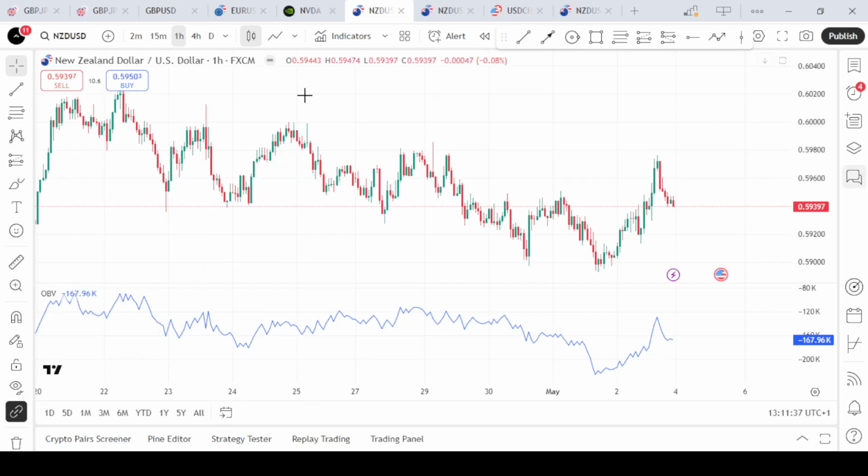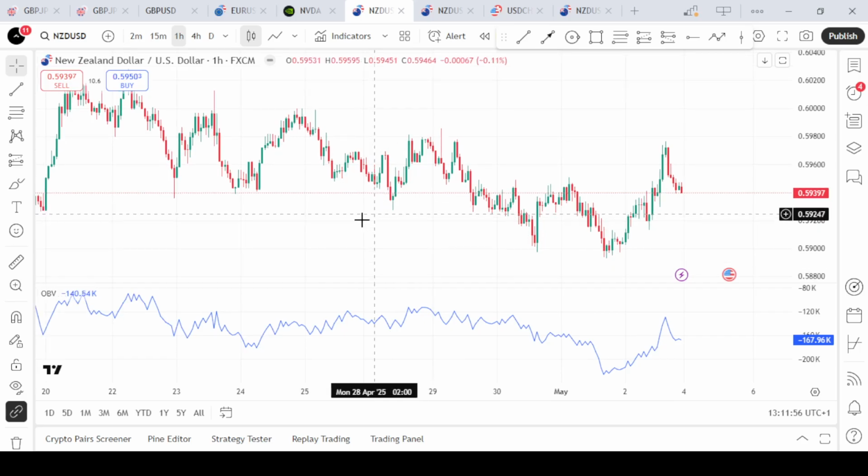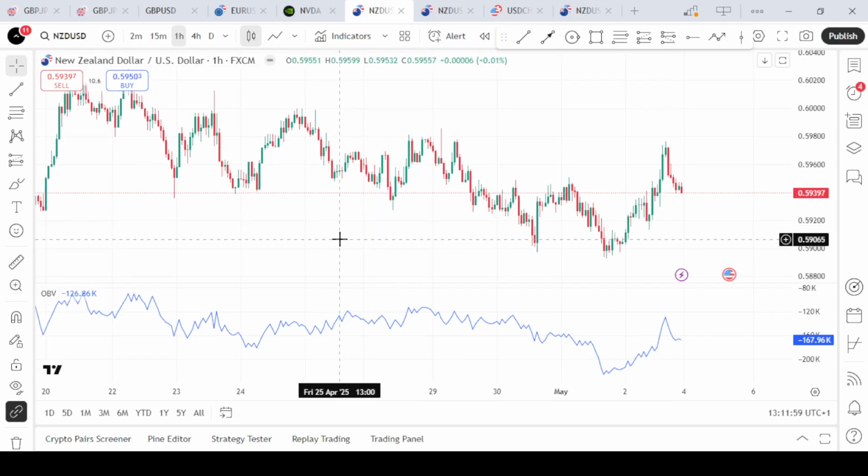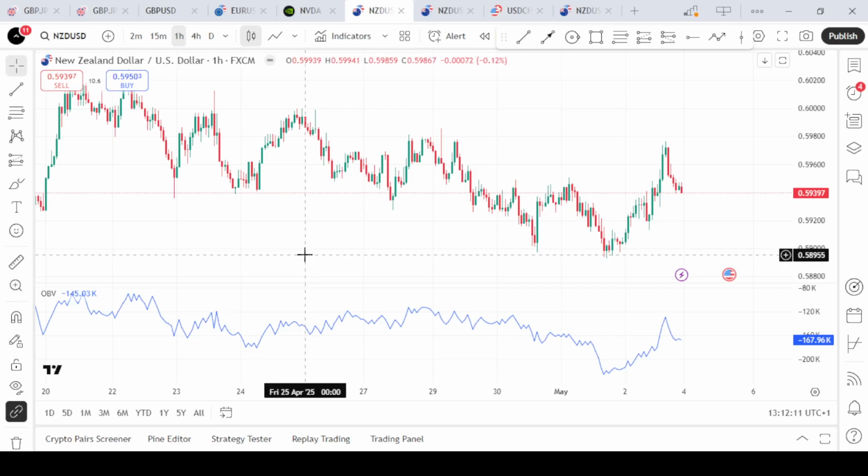What is the on-balance volume trading strategy about? This is a tool that is designed to measure the flow of volume in and out of the market. It works by calculating a cumulative volume total of trading volume based on price movement. When the closing price is higher than the previous close, the day's volume is added to the on-balance volume indicator. If the closing price is lower, the volume is subtracted.